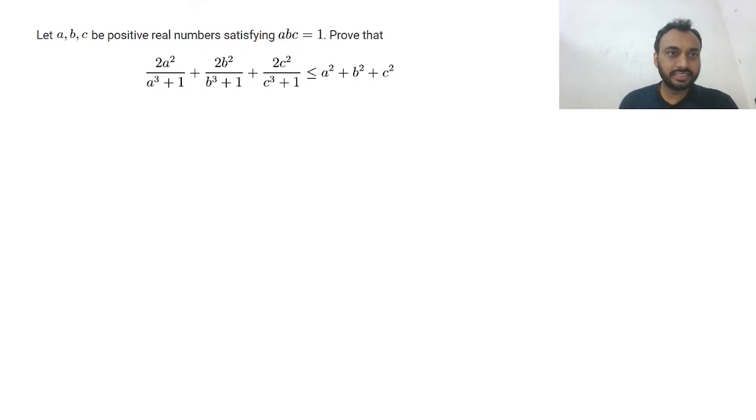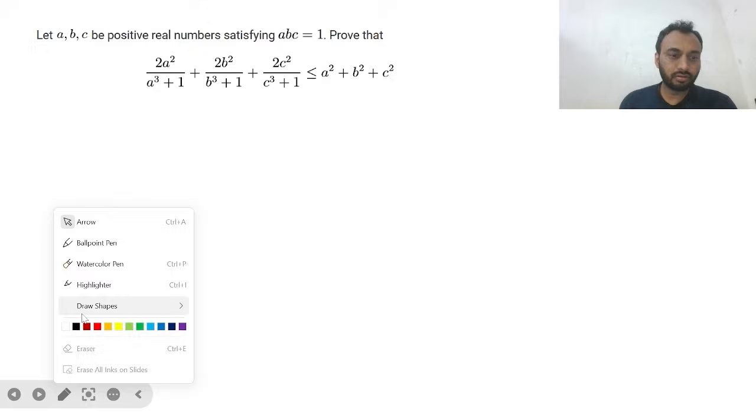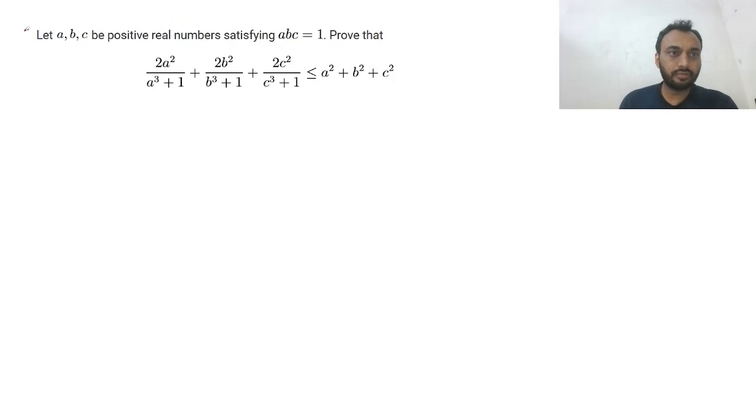Hi guys, so let's see question number 2 of RMO KV 2025. We are given a, b, c are positive real numbers satisfying abc is 1. Prove that this is less than or equal to a square plus b square plus c square. So we have abc is 1 and we have to prove this.